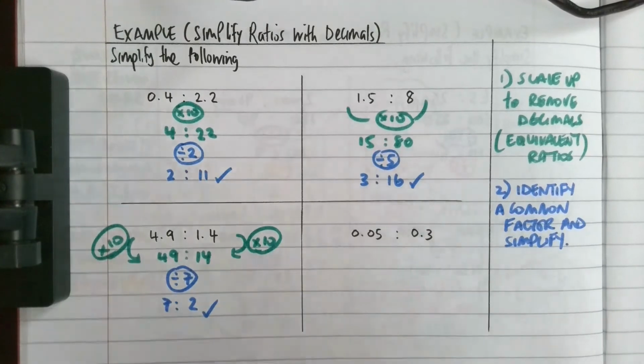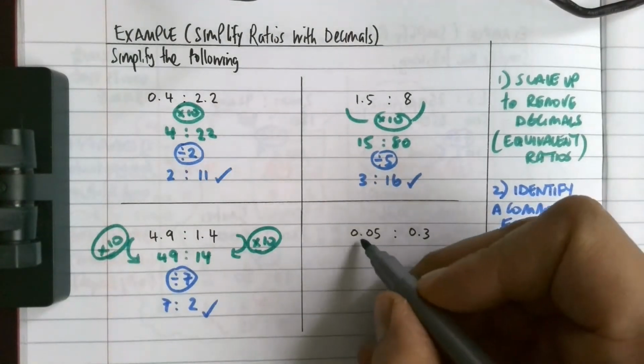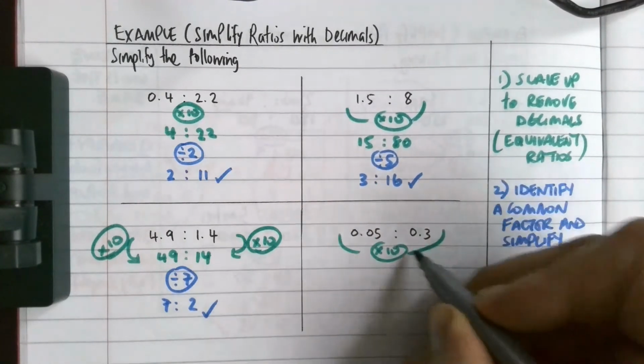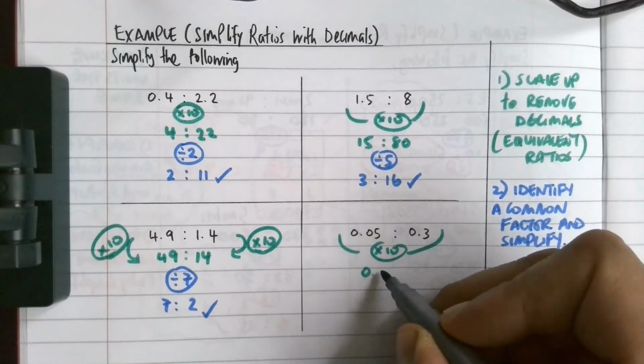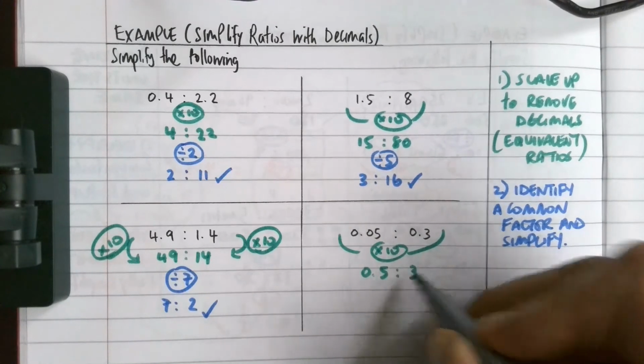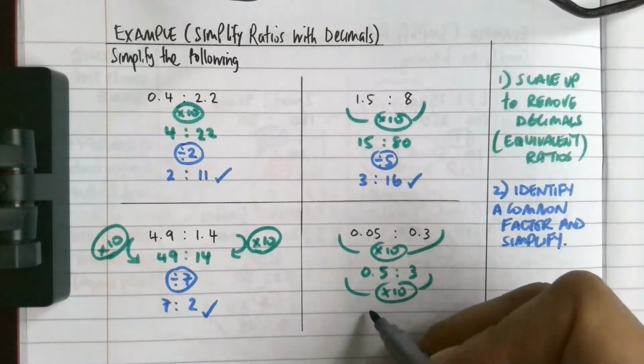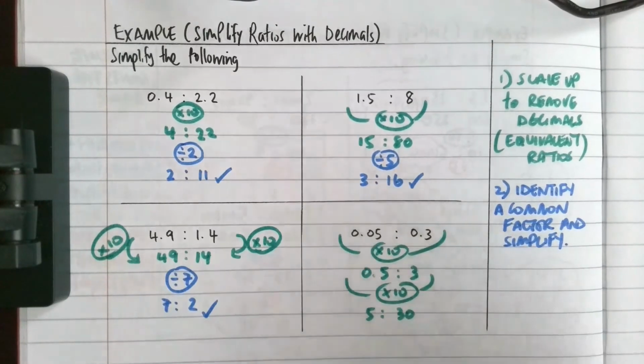And then for the fourth example, this time we're going to have to scale up twice. So if I multiply both sides by 10, I get 0.5 to 3. That hasn't solved our initial problem, so I'm going to scale up again. So I get 5 to 30, and it's okay to scale up twice. It's not a problem, you can scale up 3 times or more.